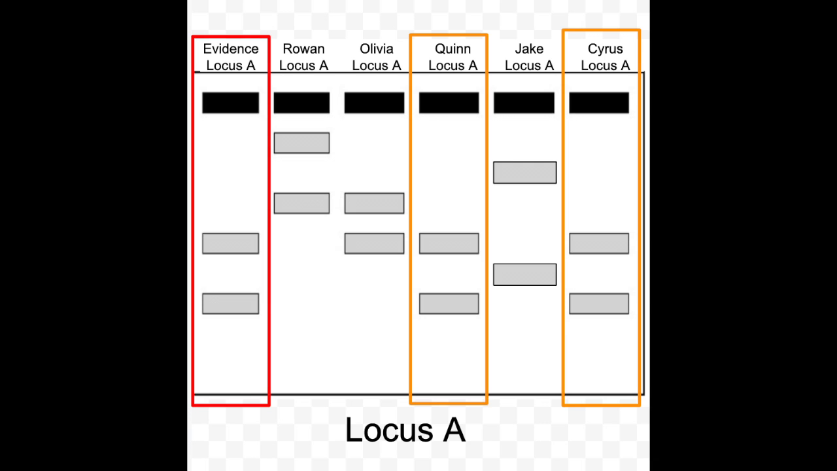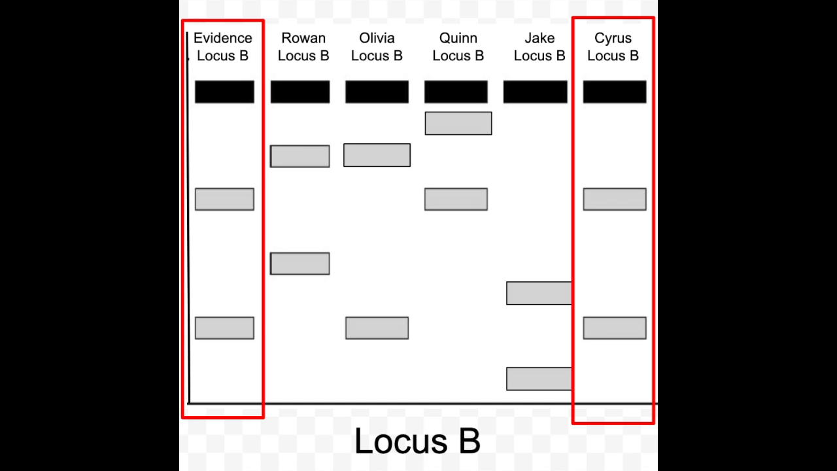However, with Quinn and Cyrus, we cannot rule them out just yet, since they both look exactly like our evidence DNA. Now we are going to look at locus B. Here is the evidence sample. From our first locus, we ruled out Olivia, her father Rowan, and Jake.